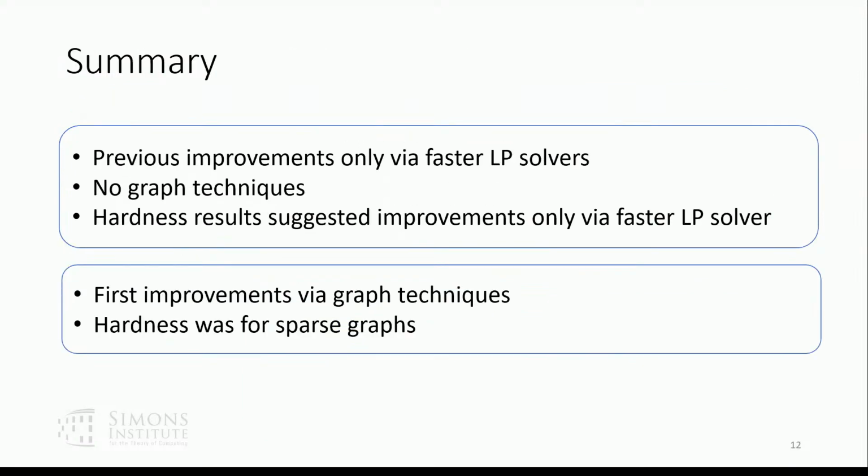Okay. And that is basically the summary of the main conceptual message here, that previously all improvements for multi-commodity flow were just linear program solvers, improved linear program solvers. No graph techniques were being used here. And there were also hardness results that suggested that, yeah, okay, maybe you can just get improvements using faster LP techniques, faster algebraic techniques, and so on. But now we show that actually you can use graph techniques to get something more efficient, because the hardness was really just for sparse graphs. And in particular, that means multi-commodity flow in this high accuracy regime might be more combinatorial, more graph theoretic than we previously thought.